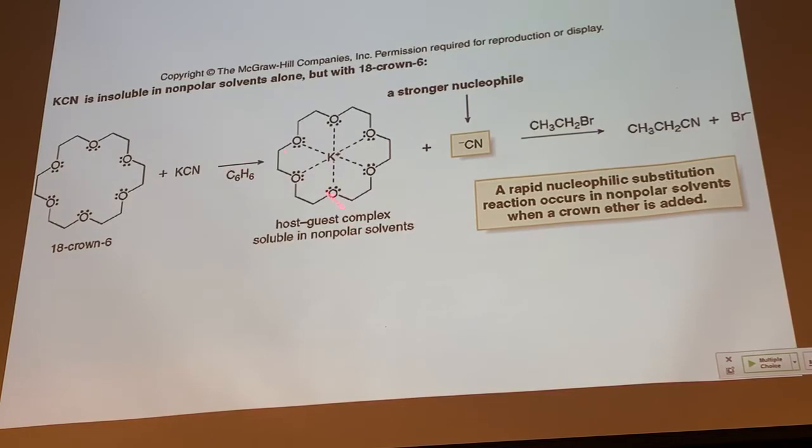The cation it would be attracted to is attracted to our crown ether. There's no ability to have ion-dipole interactions with our benzene solvent, so we have a naked nucleophile, free of intermolecular forces, highly reactive, even more reactive than it would be in a polar aprotic solvent. So we can have an SN2 reaction that would be even faster than what we would see in polar aprotic solvents such as DMF or DMSO. Okay, so this rapid SN2 reaction will occur using the combination of a nonpolar solvent and a crown ether. Any questions?